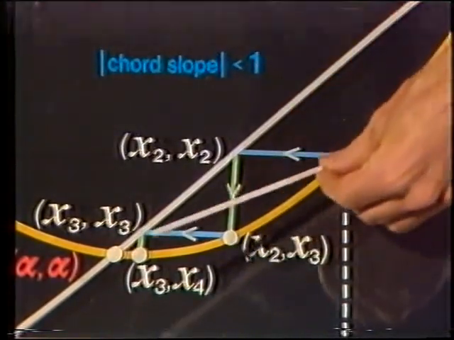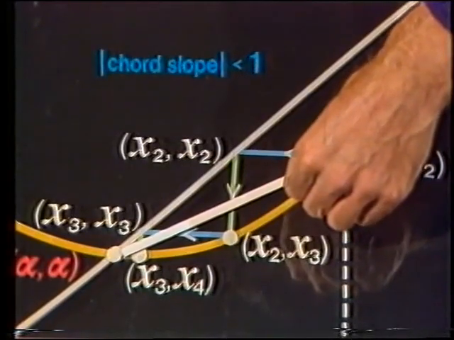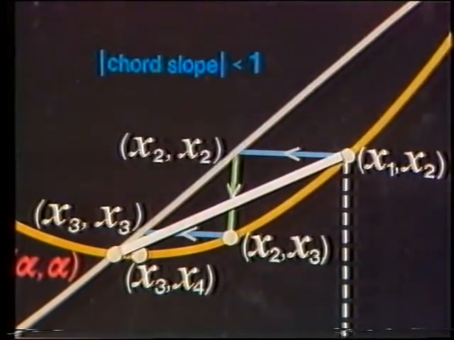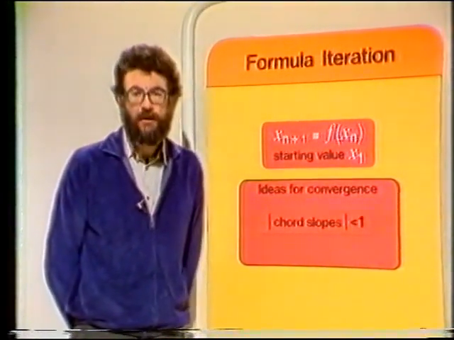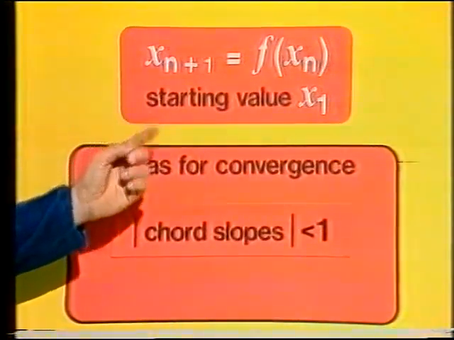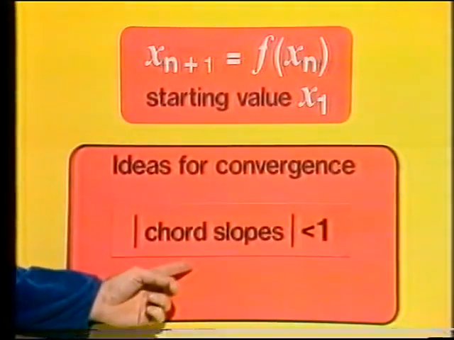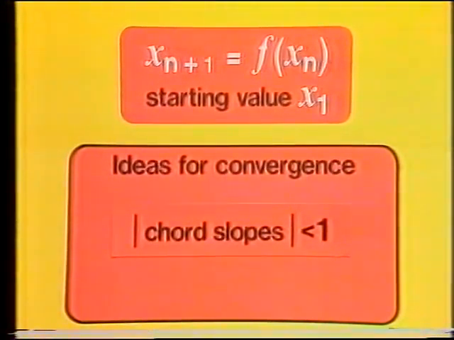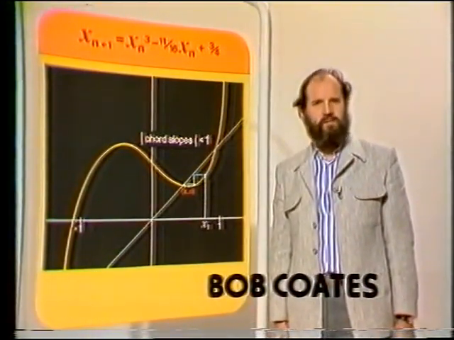And if we look just at the first point, x1, x2, that's what we get when n equals 1. The slope of that chord must be less than 1 in modulus. So if we want our iteration to converge, we should make sure that our formula and starting value lead to points whose chords to alpha alpha have slopes with modulus less than 1. So now we've got a good graphical condition for convergence.